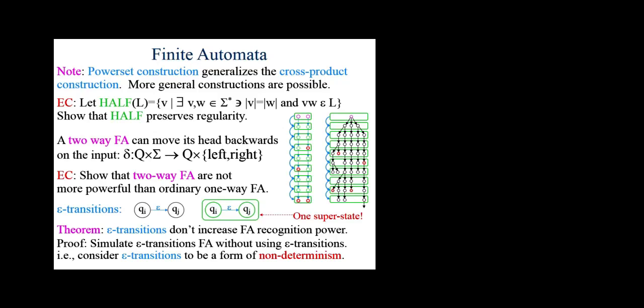So this actually answers your question even more specifically. If you're in Qi and you go to Qj on an epsilon, it's like having a super state Qi and Qj simultaneously because of this transition, which is sort of what I said earlier up here.